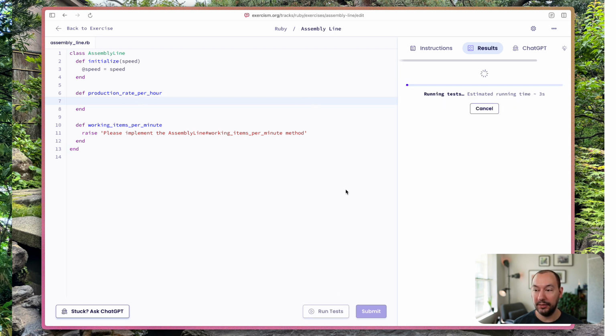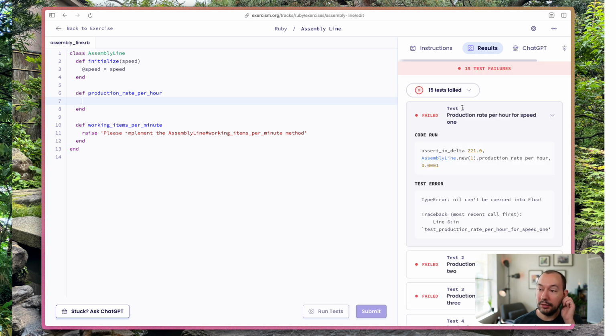Right now we're getting the error message, please implement this. If we delete that, we get a different error message, and all tests still fail. And so, yeah, we can see here, nil can't be coerced into float. Well, that's kind of an interesting one. So we can see that the assembly line object was instantiated with 1.